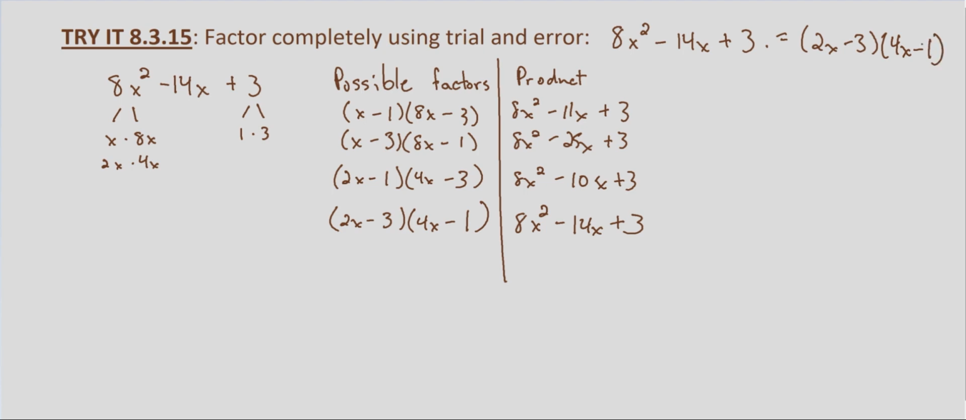And again, using trial and error, we look at the possible factors of the first term, and then we look at the possible factors of the constant, the last term, and then we look for all possible combinations of using those factors until we find the product that gives us our original expression.